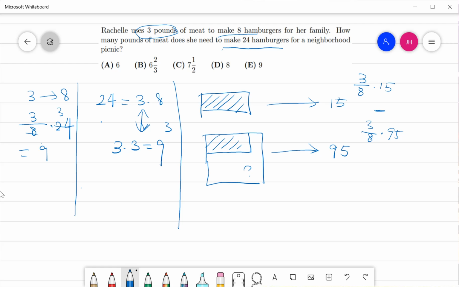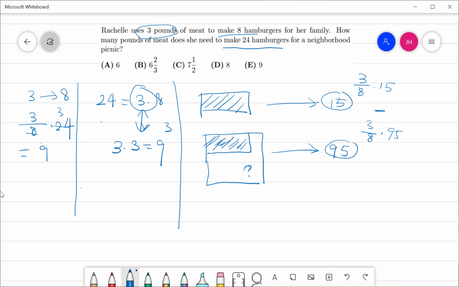But immediately we realize that neither 15 nor 95 are multiples of 8. We don't have this multiplier, so we can't apply that directly. However, we will realize that we don't need to know this much, right? We only need to know this additional amount of meat.